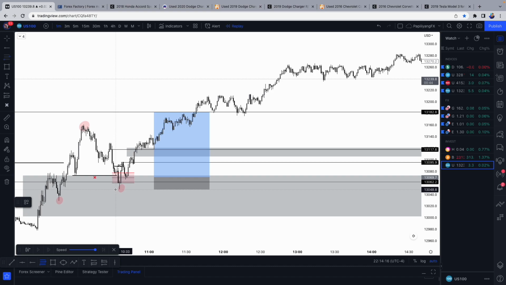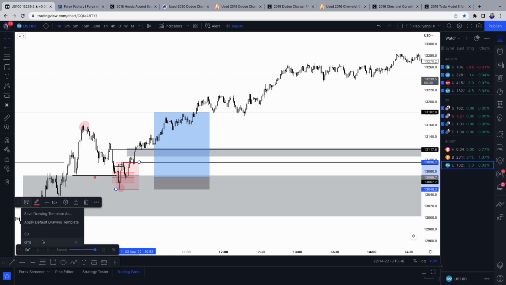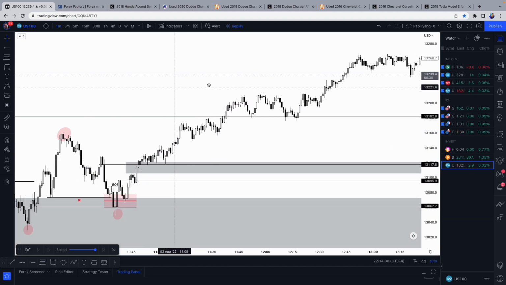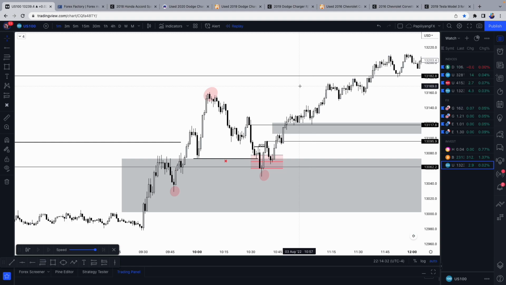And now I think that even matches with the Fibonacci. Let's see. It doesn't, but that's pretty much how you guys could take advantage of breaker block entries on a higher time frame.